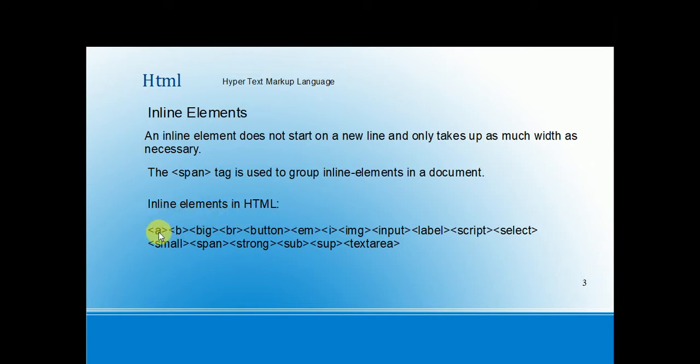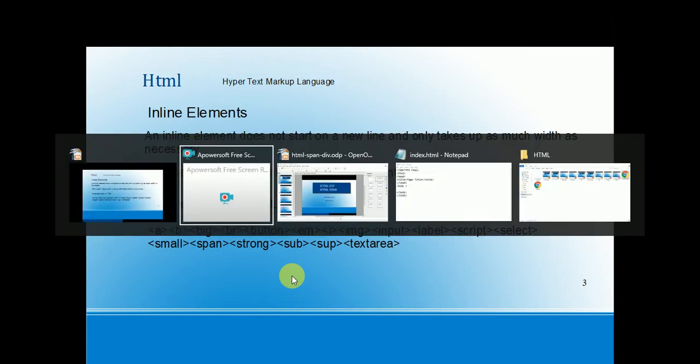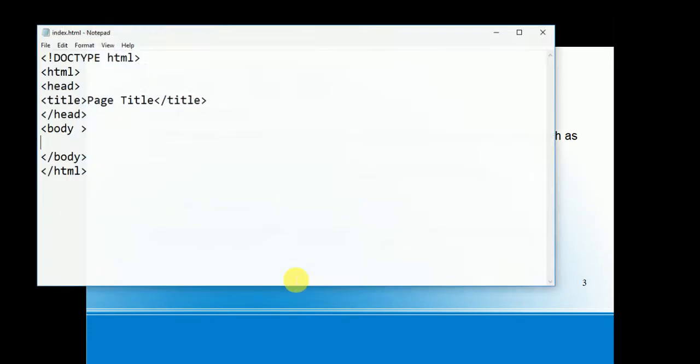Okay friends, now here are examples of inline elements in HTML: a for anchor, b for bold, big, br for break, button, em, i, img for image, input, label, script, select. These are all examples of inline elements. Okay friends, now let's take an example that will help you understand div and span.